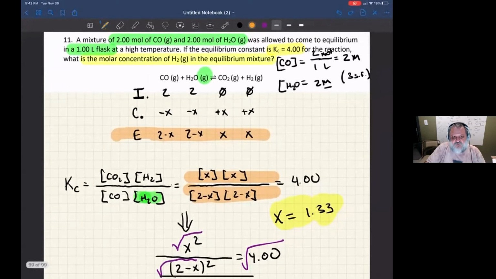The question asked me to figure out the molar concentration of H2. And the molar concentration of H2 is X. And so that's the final answer. It's 1.33 molar.